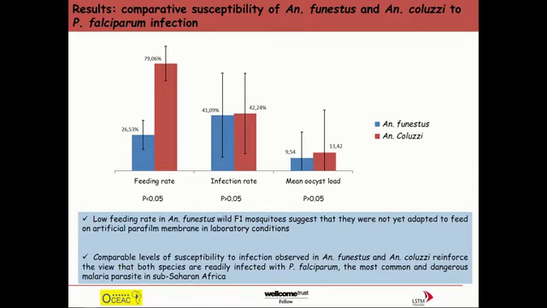But when we compare infection rate and mean oocyst load, we didn't observe a significant difference between both species. So the comparable level of susceptibility to infection observed in both species reinforces the view that they are readily infected with Plasmodium falciparum, the most common and dangerous species in sub-Saharan Africa.